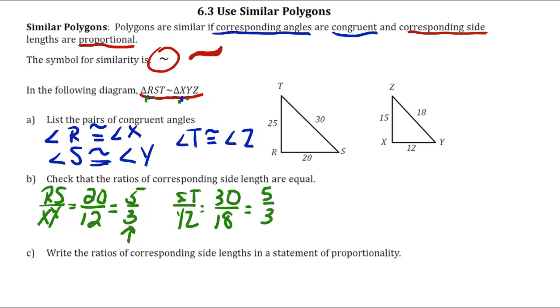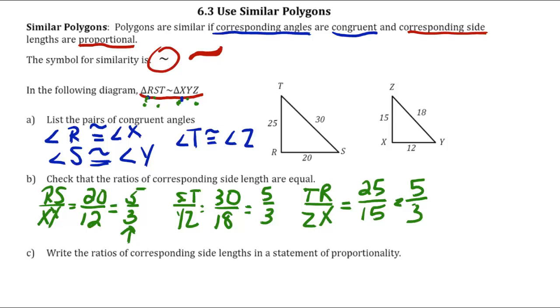So the last one we have then is TR, and that's going to correspond to, and if you look at the triangle similarity statement, T is the last one, R is the first one, so third and then first. Z is the third, then X is the first, so this would be ZX. So again, order of letters is very important here on similarity also. TR is 25, ZX is 15, and that's going to also reduce to 5 over 3. And so since they all reduce to the same, then they are in the same proportion.